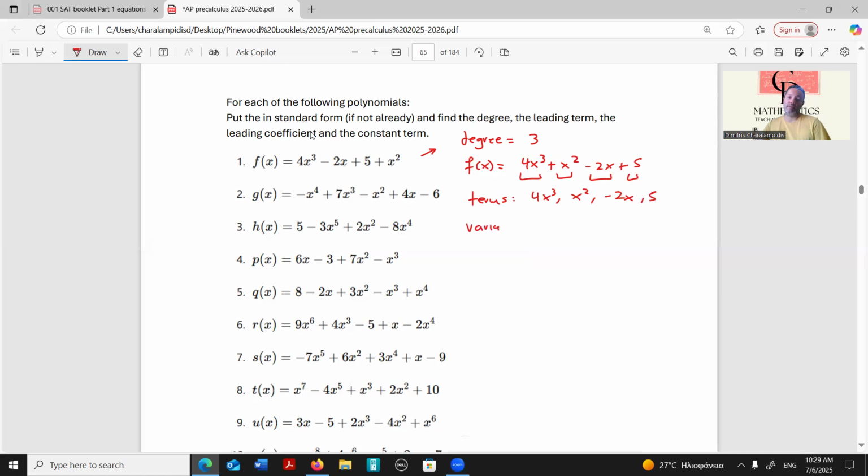The variable terms are all the terms that do include a variable part. So we have 4x cubed, x squared, and -2x. The constant term is number 5. The leading term is the term with the greatest power seen. So in this case, it would have been the 4x cubed. And finally, the leading coefficient is the coefficient of the leading term, and that would have been number 4.